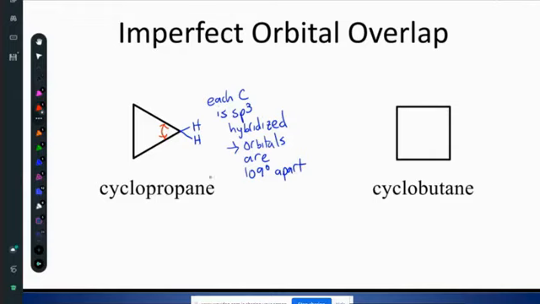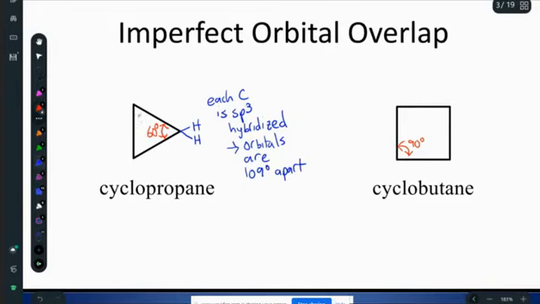But if I think about the actual angle inside an equilateral triangle, these angles would be 60 degrees. If I have a 4-membered ring, those angles would be 90 degrees. And in fact, in a 4-membered ring, for reasons we'll talk about in a minute, it doesn't tend to stay planar. It tends to pucker up a little bit. So those angles actually end up a little bit smaller than 90 degrees.